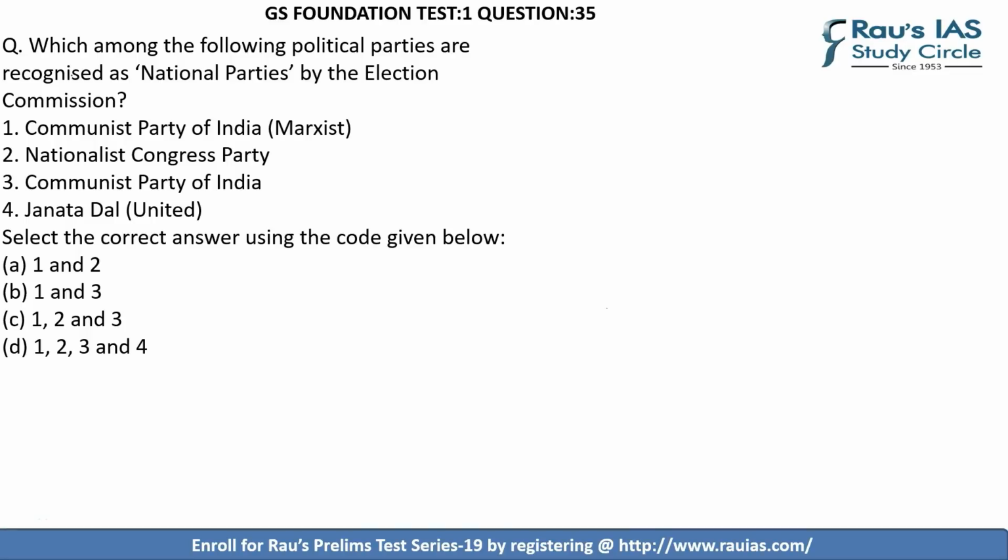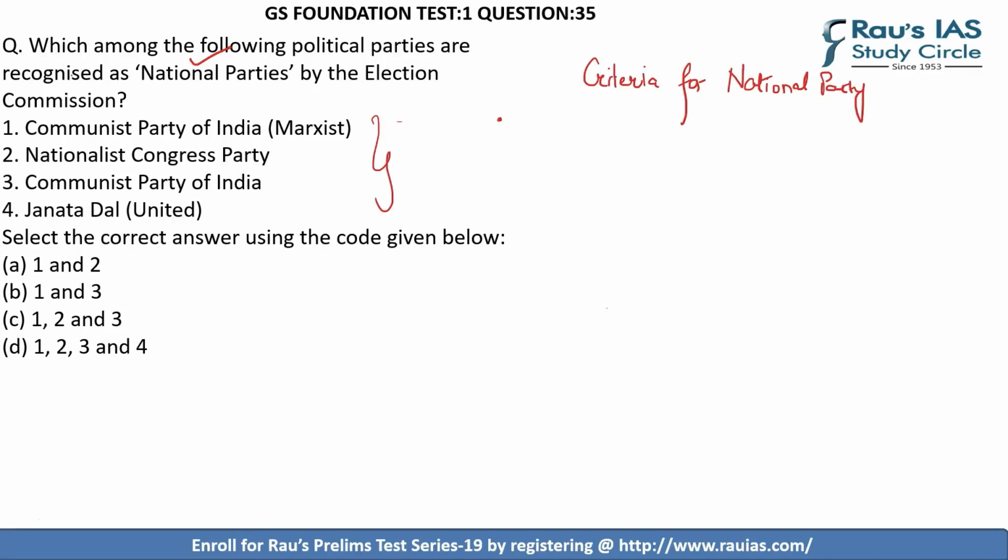Question number 35 contains names of 4 political parties, and we need to identify which among them are recognized as national parties by the Election Commission. Before coming to the question, let us first understand the criteria for becoming a national party.